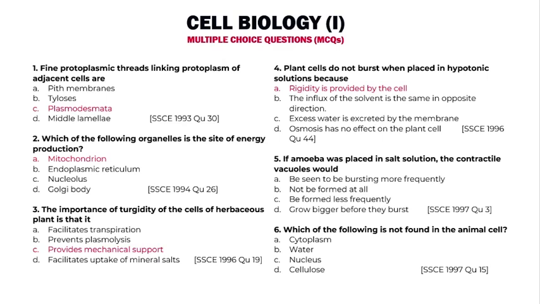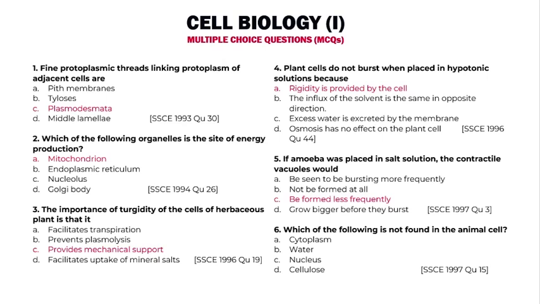Question number 5. If amoeba was placed in a salt solution, the contractile vacuoles would: A, be seen to be bursting more frequently; B, not be formed at all; C, be formed less frequently; and D, grow bigger before it bursts. Now, if you place amoeba in a salt solution, you realize that the contractile vacuole will be formed less frequently. So that is the answer for this particular question.